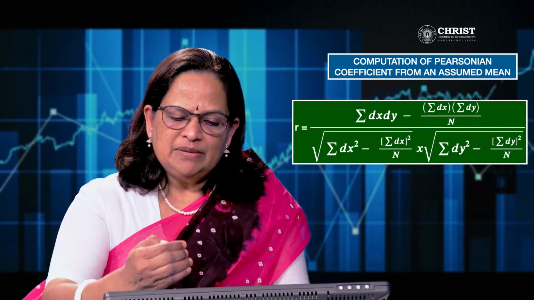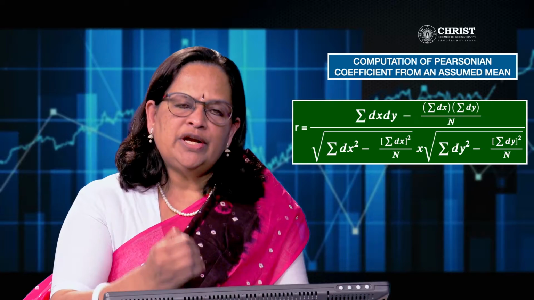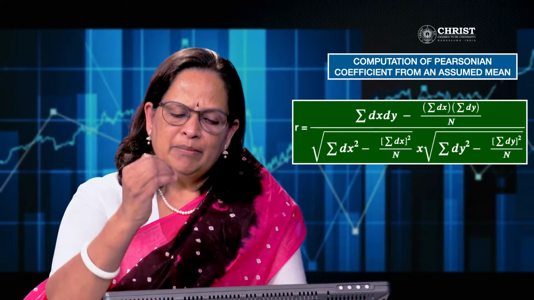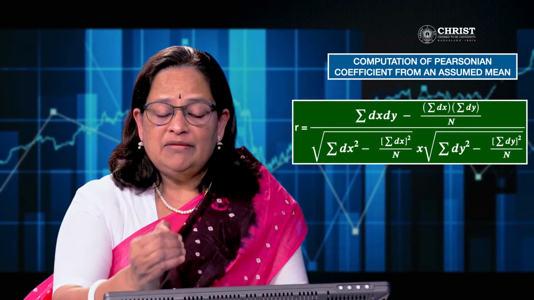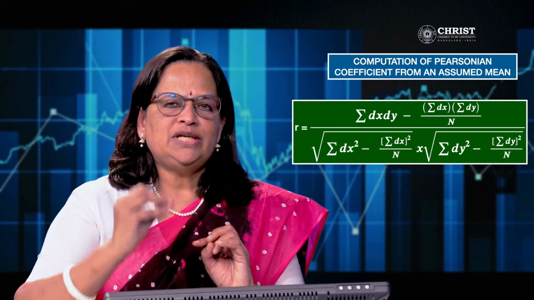The formula for computing r based on assumed mean is r is equal to sigma dx dy minus sigma dx into sigma dy divided by n, the whole divided by root of sigma dx squared minus sigma dx squared divided by n into root of sigma dy squared minus sigma dy squared divided by n. So it's a lengthy equation, but if you understand the logic, then it will be easy for computation.